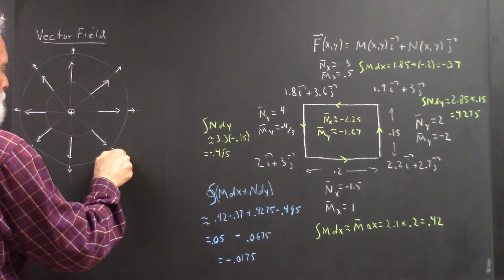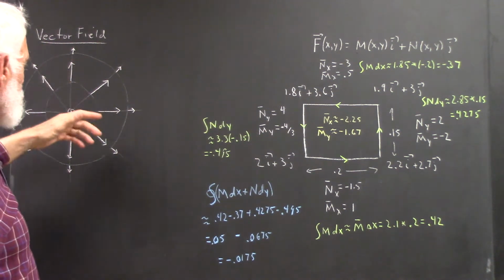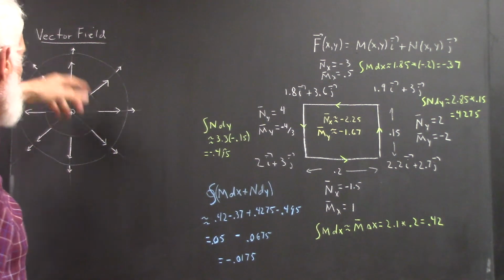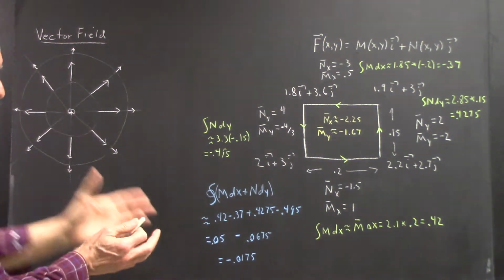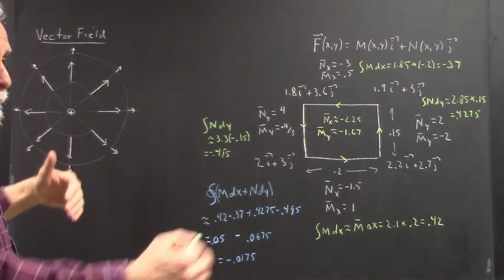So here we have it. Now you can imagine what the rest of the field would look like. And of course we can fill in arrows in between these and so forth. But it's a field that's radial and decreasing as the square of the distance.